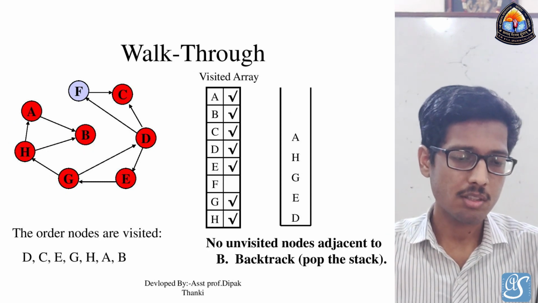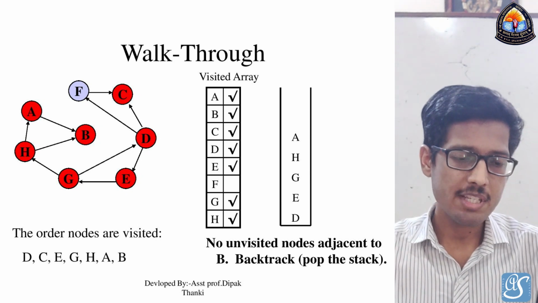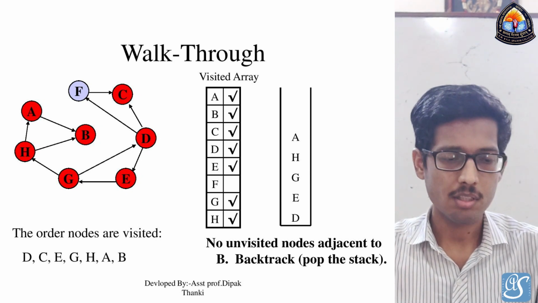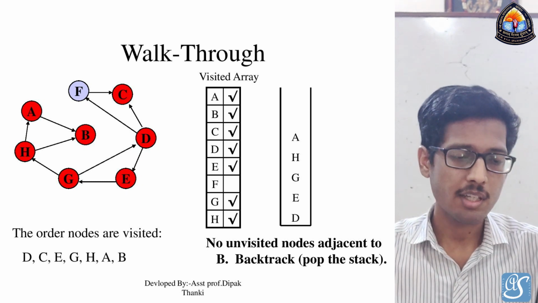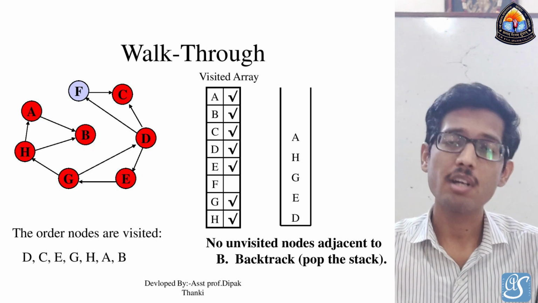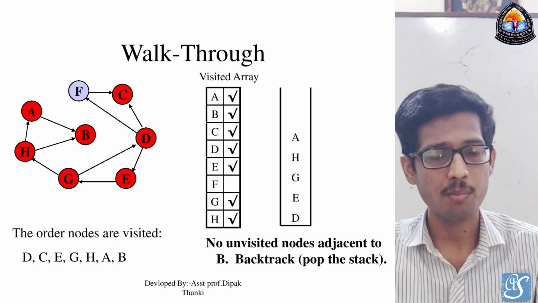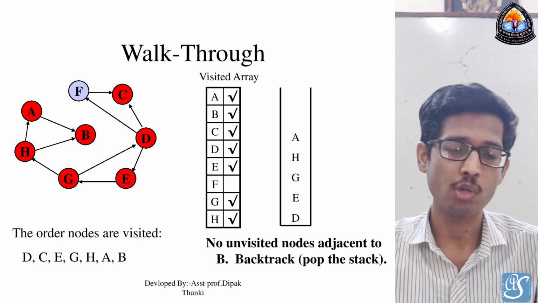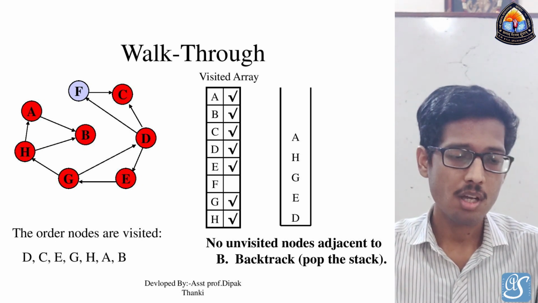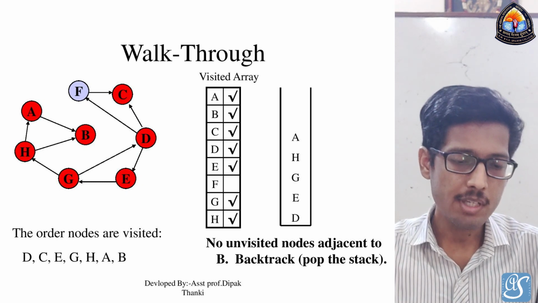Now next, only one node has been left. There are no unvisited nodes adjacent to B. Now you can easily see there are no adjacent or neighborhood connected nodes through B. So here we are calling the backtracking process. Backtracking means return back: you have to delete, you have to pop the element, pop the stack. So first of all we will remove B.